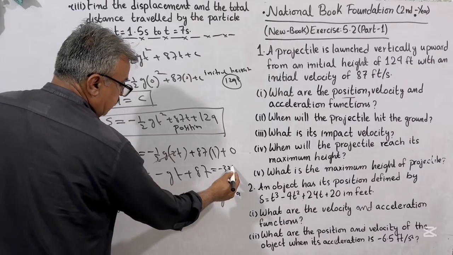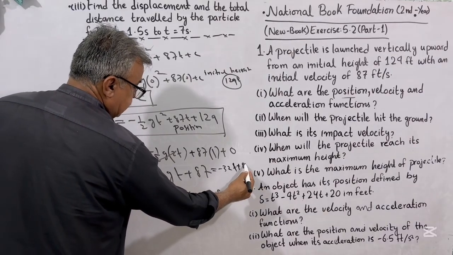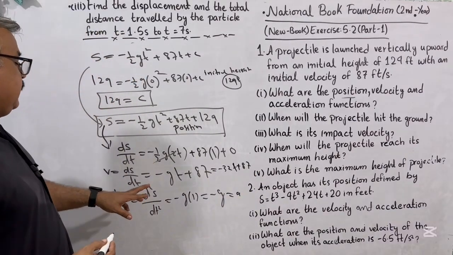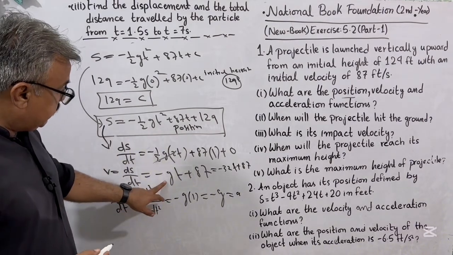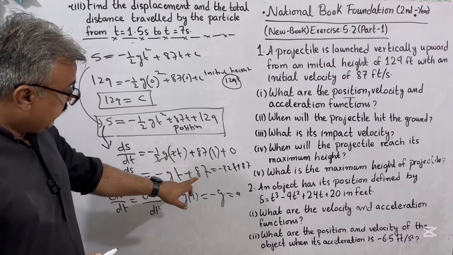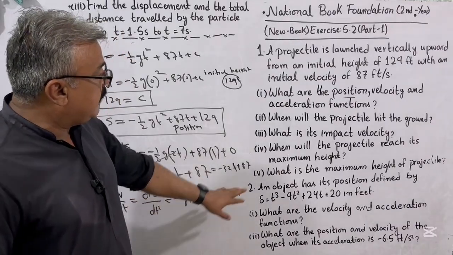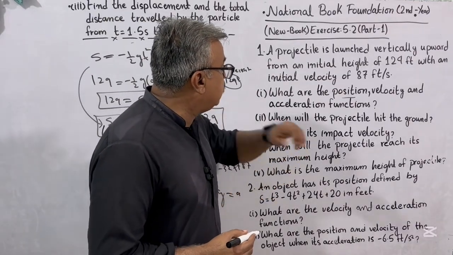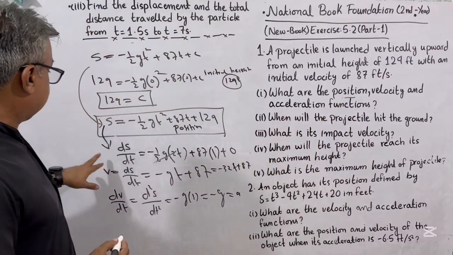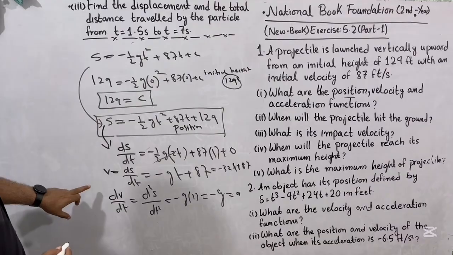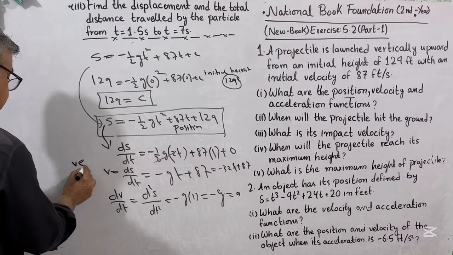Velocity is negative 32 times t plus 87. In the case of meters per second, the value of g is approximately 9.8, or 10 meters per second squared. In the case of feet, it is negative 32. Now we have managed all the knowns: the position function, velocity function, and acceleration function.